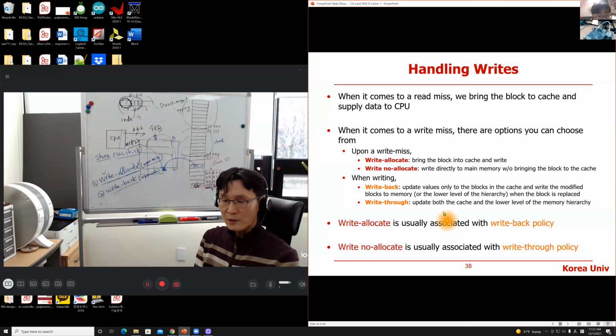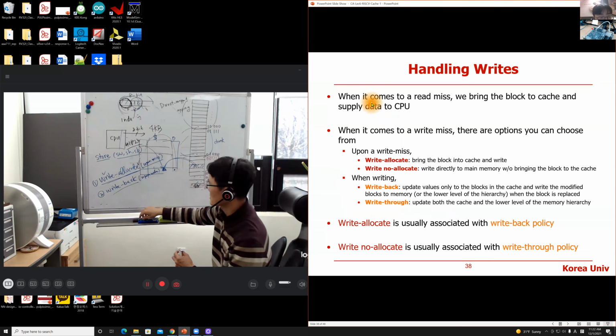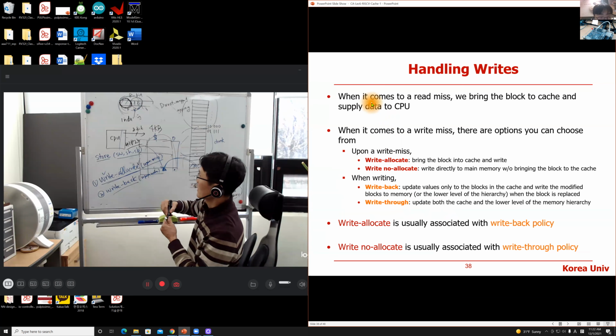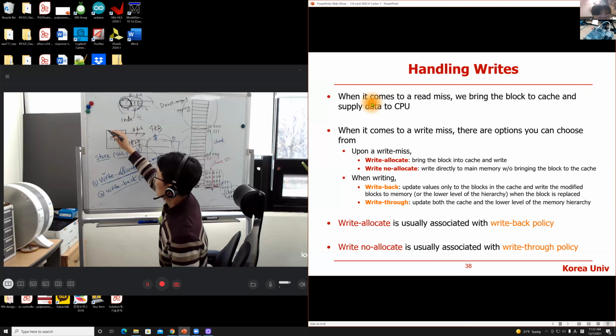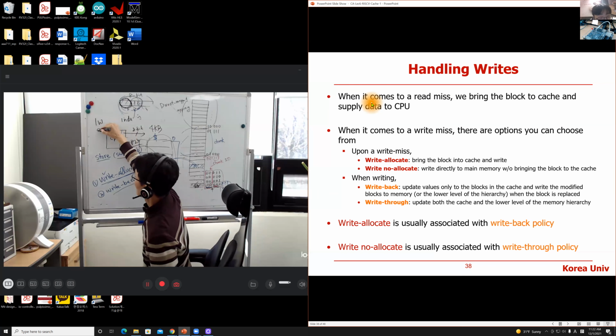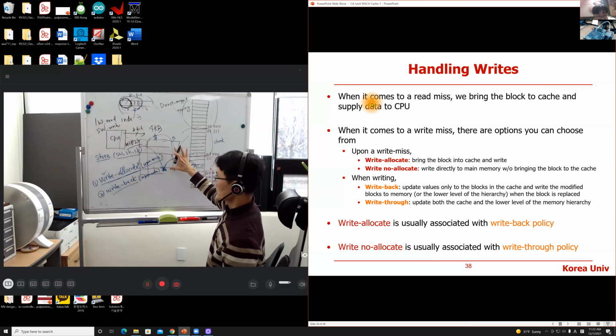Now, handling writes. We are going to talk about these four different policies. Before that, cache is accessed when the CPU executes memory access instructions. Memory access instructions, LW or SW, right? So the CPU executes memory access instructions, memory read and memory write. Then the cache will be checked first.